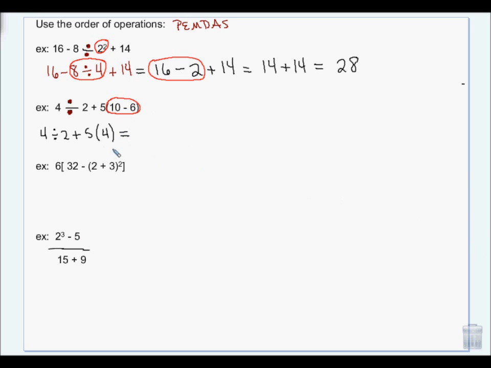The next thing I'm going to do is any exponent. There are no exponents. So the next is multiplication and division, and I do those in order. So since division comes first, I'm going to do the division first. So 4 divided by 2 is 2, and then I do plus 5 times 4. That's multiplication, so I'm going to do that next. So I get 2 plus 20, and the last thing I have is addition, so I get 22.